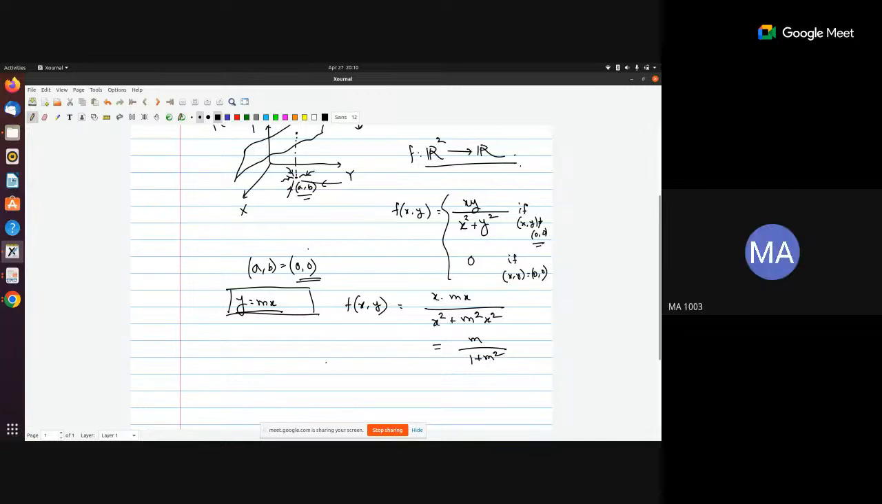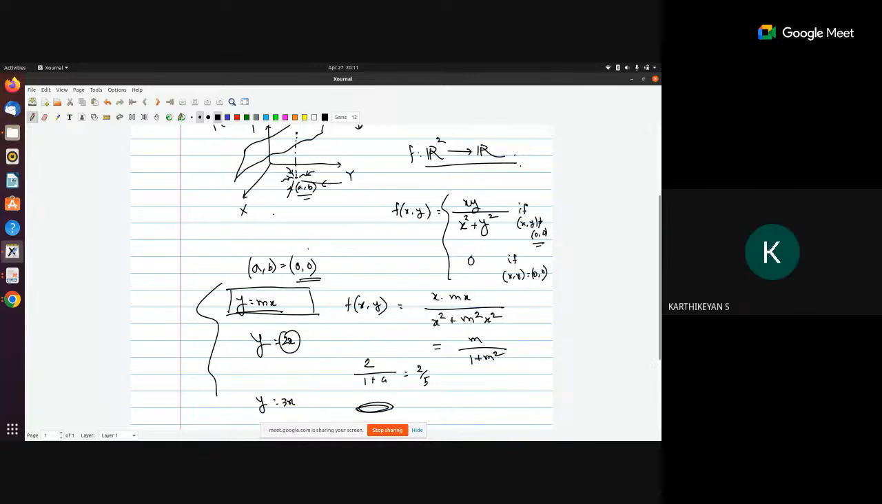So in this case, if I take y equal to 2x, say, the limit will be 2 by 5. Right? If I say y equal to 3x, then it will be another number, another value. So the limit is different for every straight line which we are considering. So the limit does not exist, because for different paths we are getting different values.